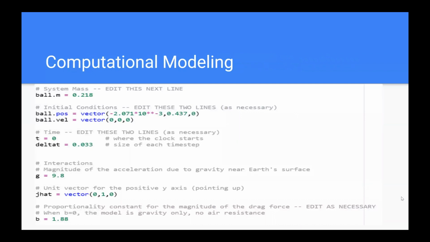In our computational modeling, we had initial values of a ball mass of 0.22 kilograms. This is our initial vector. This is the initial x position, and here's the initial y position. There is an initial velocity of 0. Our time step was 0.033 seconds. Gravity is 9.8. We have a j-hat vector of 0, 1, 0, and the drag force constant used is 1.88.